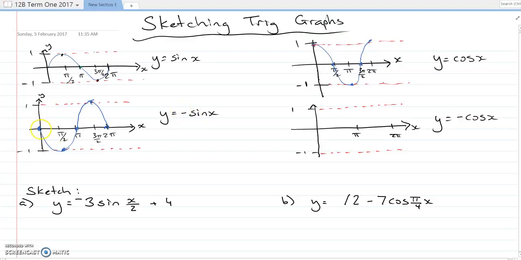Okay, so you look at where you start. Always start in the middle with sine. When you get to your first key point, now you're going down instead of up. And back to the middle, then up to the top, and then back to the middle again.